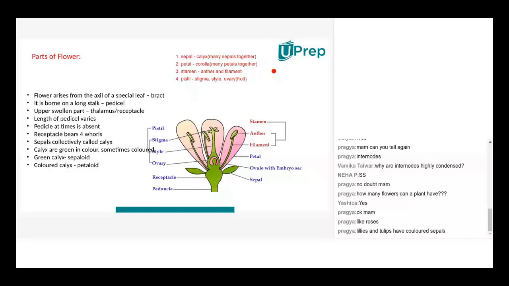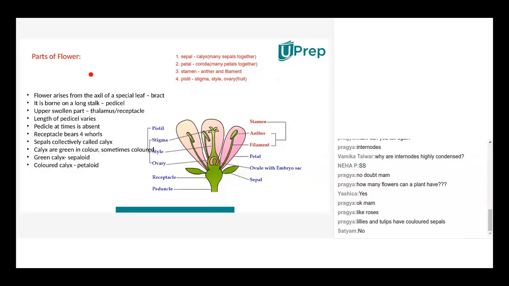Yes, Pragya. Ma'am, lilies and tulips have colored sepals. Okay, great. So you did a Google search right now and found out the answers. In that case, what will their sepals be known as? Petaloid sepals. Very good. We will call them petaloid sepals. Excellent. I love this class. You are so quick. So the green calyx is known as sepaloid and the colored calyx is known as petaloid. So are we clear with this slide? Any doubt? Any issues? Any question?